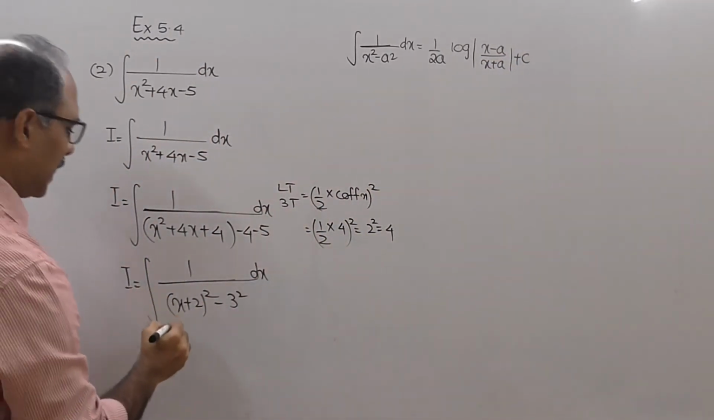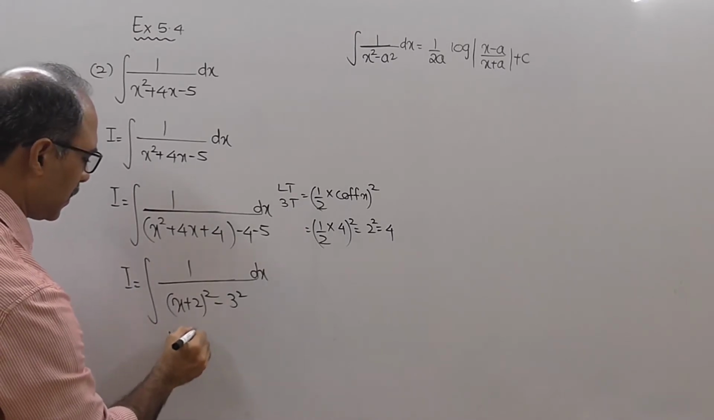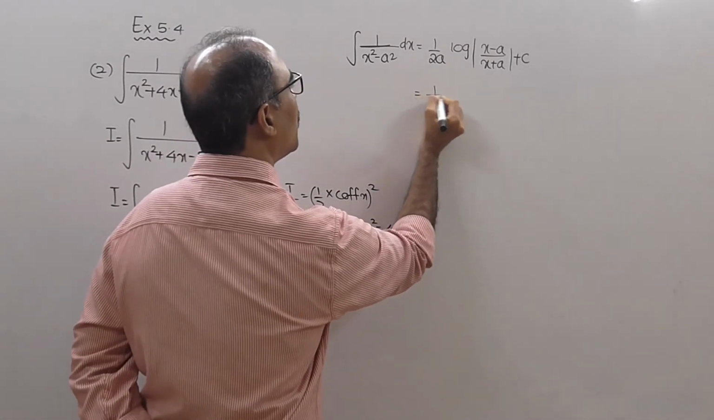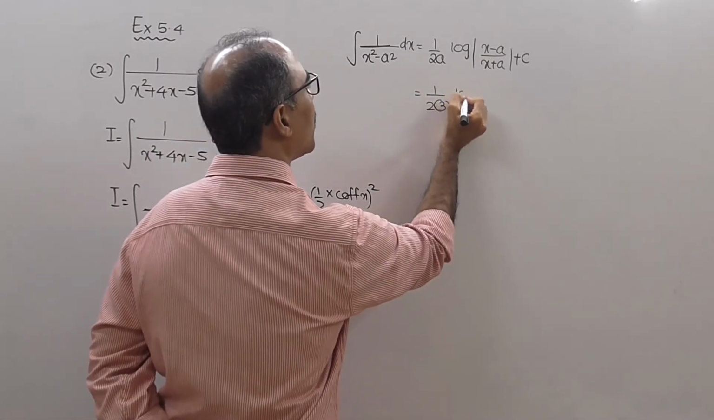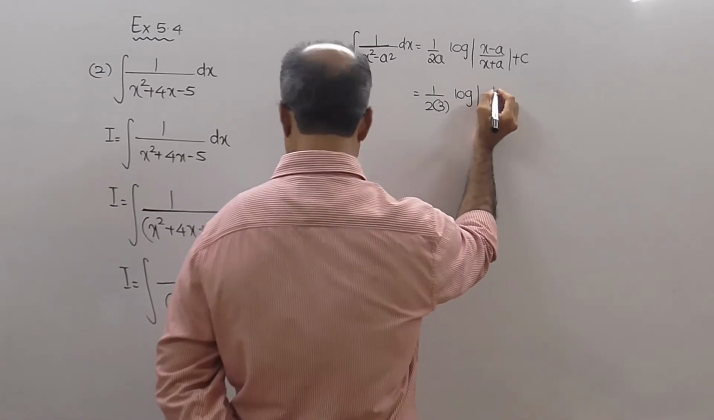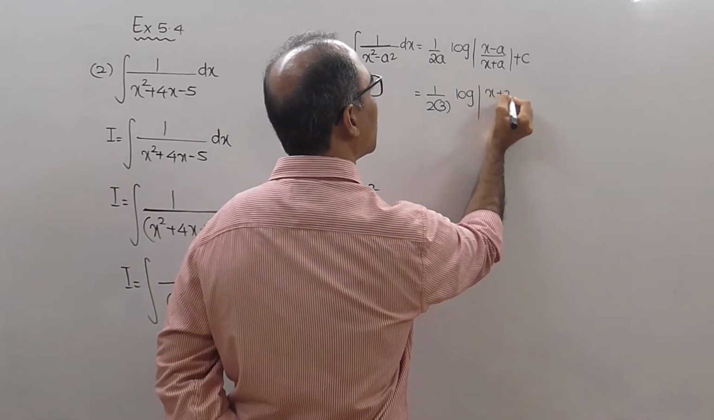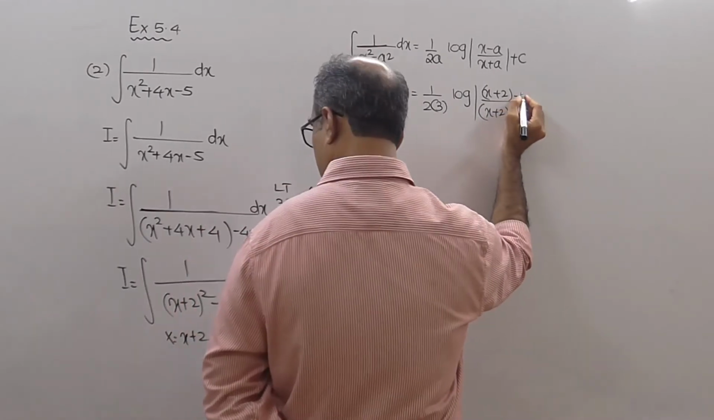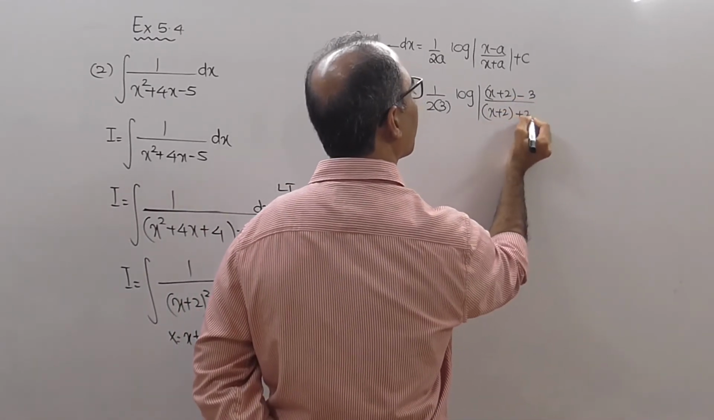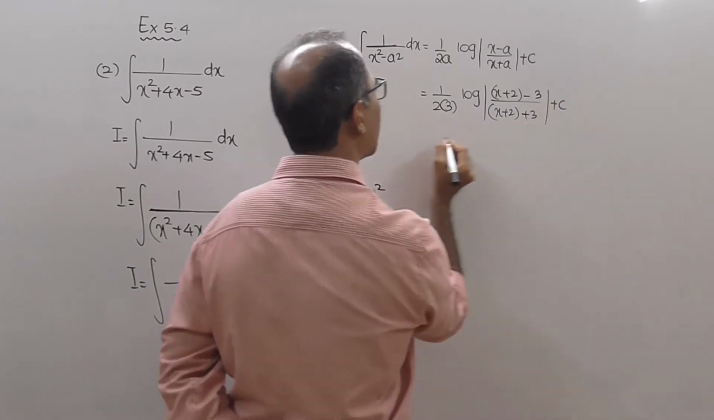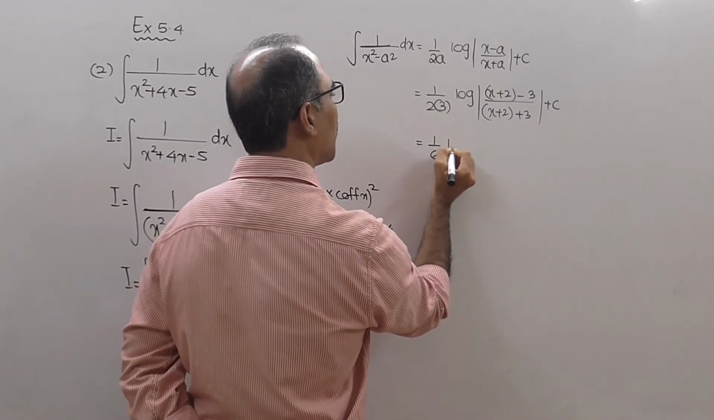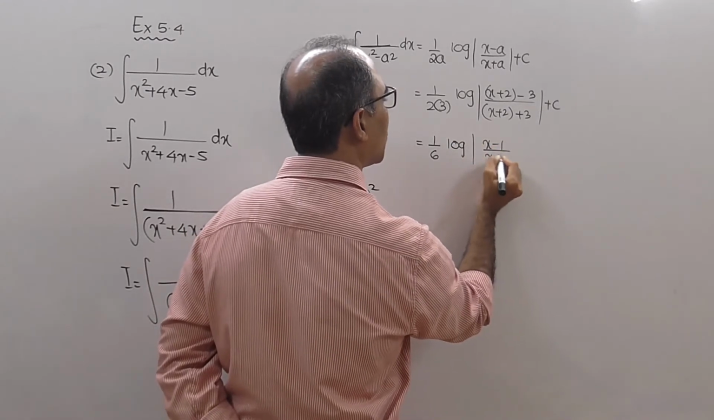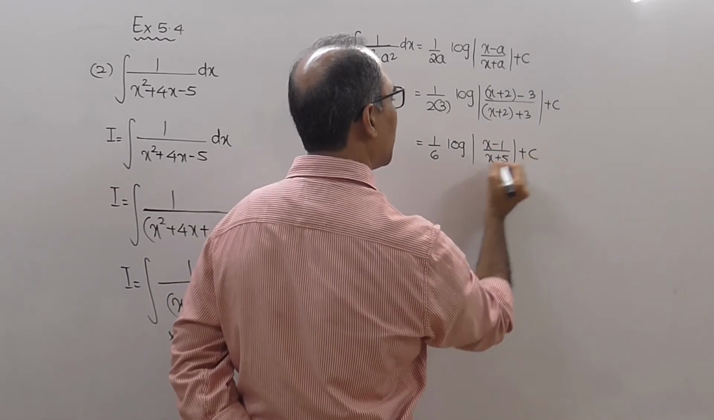Okay. So my x will be x plus 2 and my a will be 3. So 1 upon 2a is 1 upon 2 into 3, log modulus x is x plus 2, x plus 2 minus a means minus 3, upon x plus 2 plus 3, plus c. I think this is 1 upon 6 log modulus (x minus 1) upon (x plus 5) plus c.